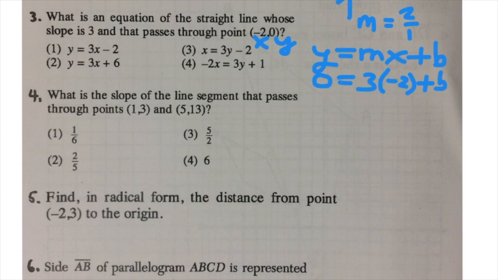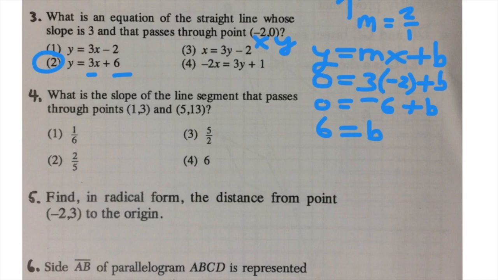and then solve. I get negative 6 plus b on the right. On the left it's a 0. Add 6 to both sides, and b happens to be 6. So the y-intercept is 6, and the slope is 3. It must be choice 2.